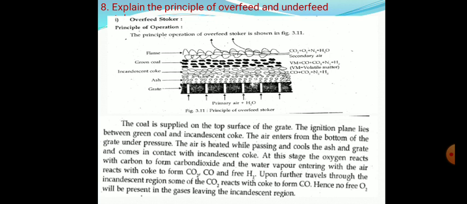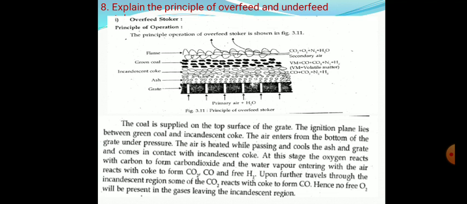So here at the bottom part, the grate is there, and over that ash, and over that incandescent coke, then green coal, and above, flame. So primary air is supplied at the bottom of the grate.